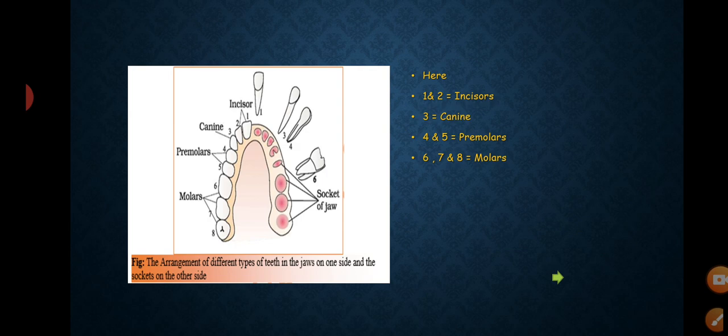This is the diagrammatic representation of different types of teeth in the jaw on one side and the socket on the other side. Here the teeth are named and also numbered. According to number, they are named as: 1 and 2 as incisors, number 3 as canines, number 4 and 5 as premolars, whereas numbers 6, 7 and 8 are molars. In the diagram, the socket of the jaw has been shown where the teeth are embedded.